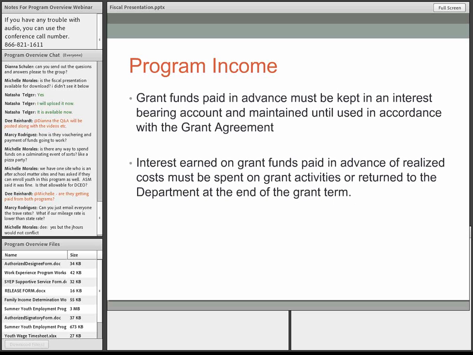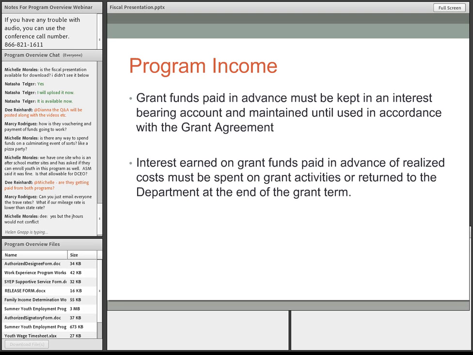And program income, if there are any grant funds that we pay in advance to you, they must be kept in an interest-bearing account, and you must maintain them until you use them for the grant objectives. And any interest that is earned on those grant funds must be spent on grant activities, or at the end of the program, they have to be returned to DCEO. And that's what they mean by department, is us.